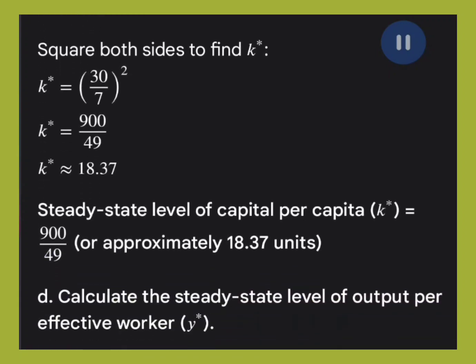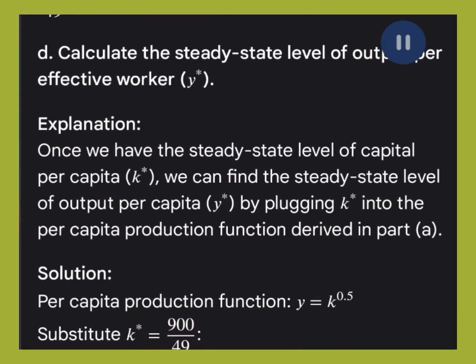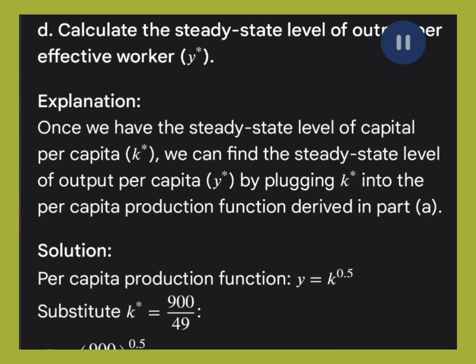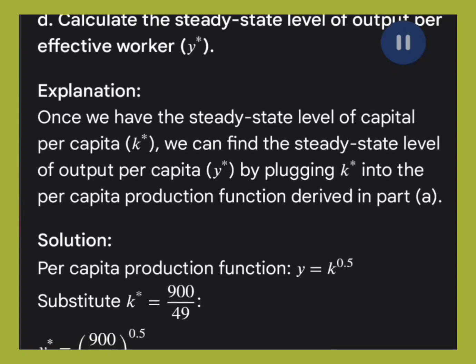D. Calculate the steady state level of output per effective worker, y star. Explanation: once we have the steady state level of capital per capita, k star, we can find the steady state level of output per capita, y star, by plugging k star into the per capita production function derived in part A.